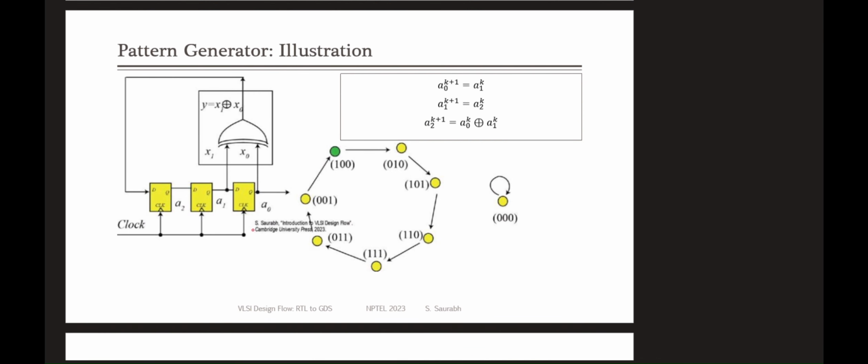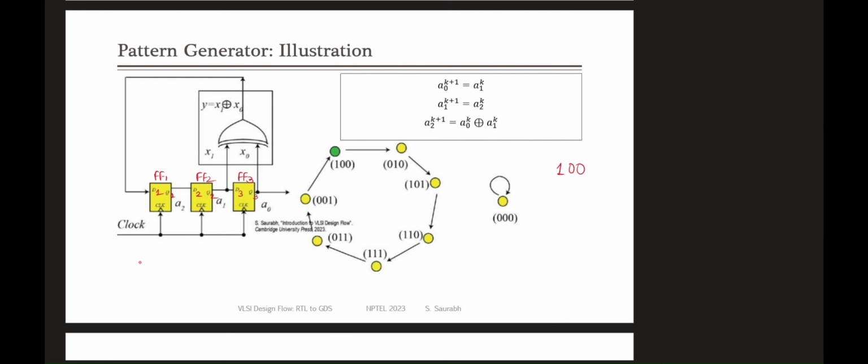As you can see in the example, suppose my initial state was 100 here. Let me call this flip flop 1, this flip flop 2, and this flip flop 3, with the input of flip flop 1 as D1 and output as Q1, flip flop 2 input as D2 and output as Q2, flip flop 3 input as D3 and output as Q3.